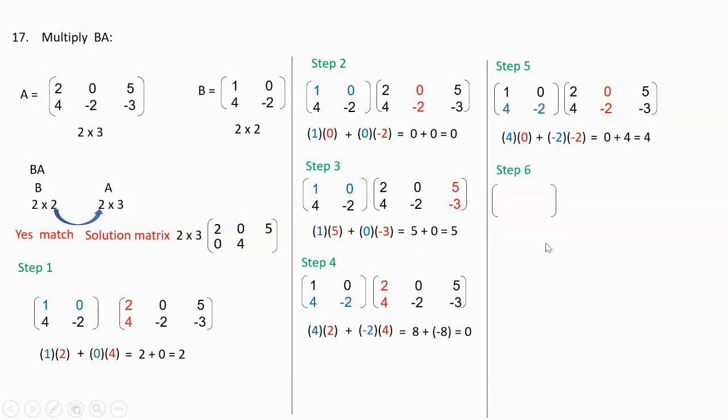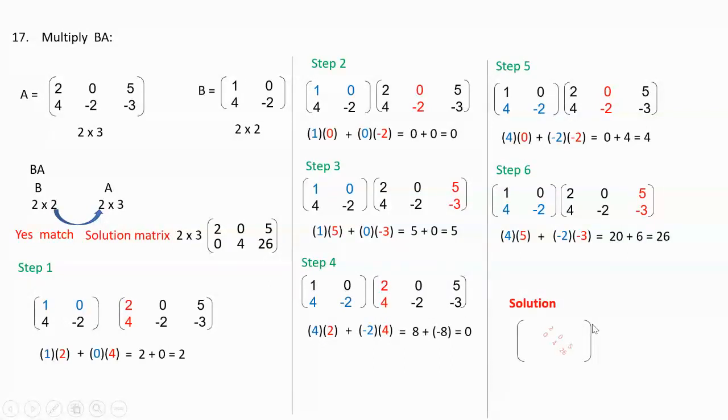Now my last step, we're going to multiply the second row, which is 4, negative 2, but now times 5 and negative 3, which is the third column. 4 times 5 plus negative 2 times negative 3. It's going to give us 20 plus 6, which is 26. So this is my solution: 2, 0, 5 and 0, 4, 26. This is how you multiply matrices.